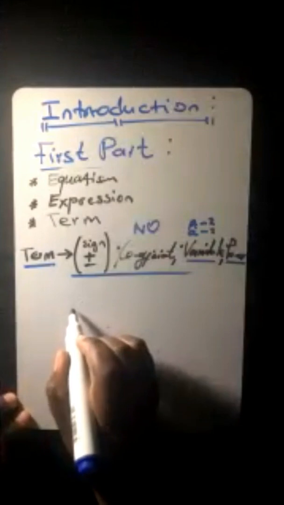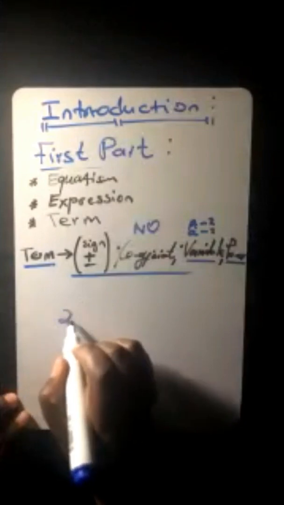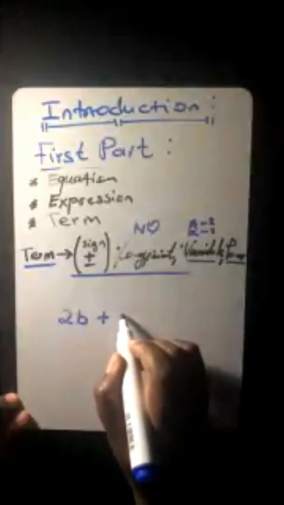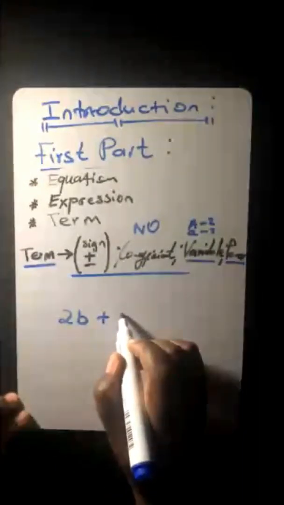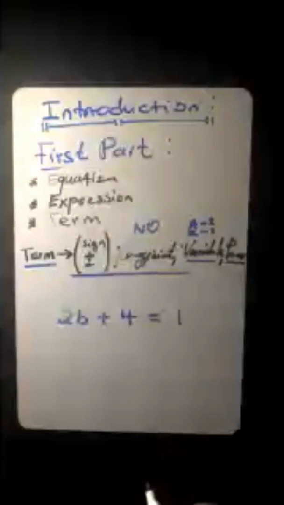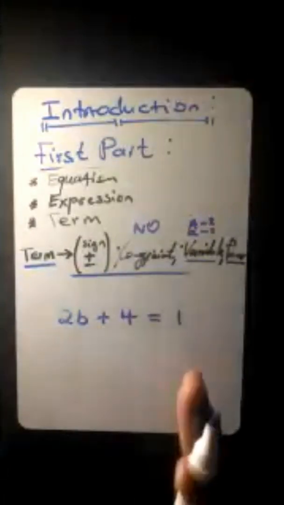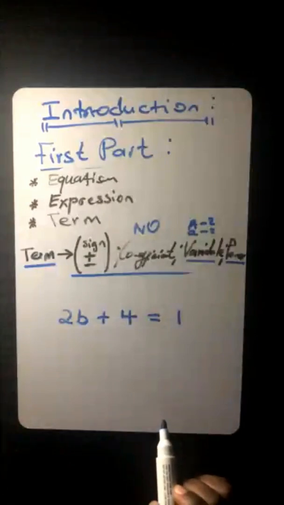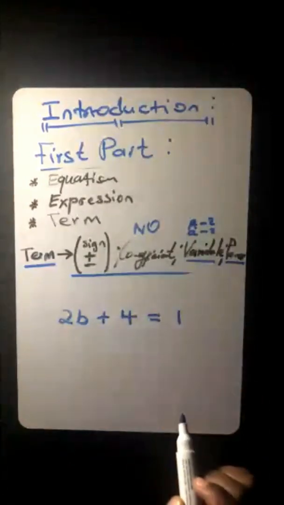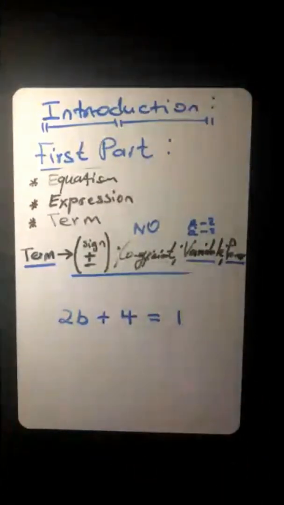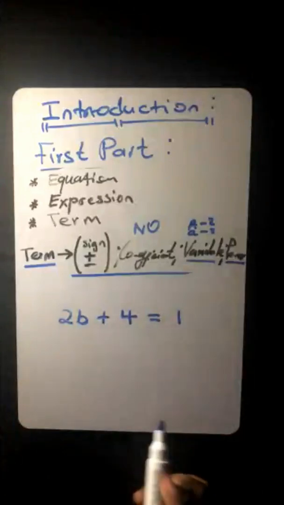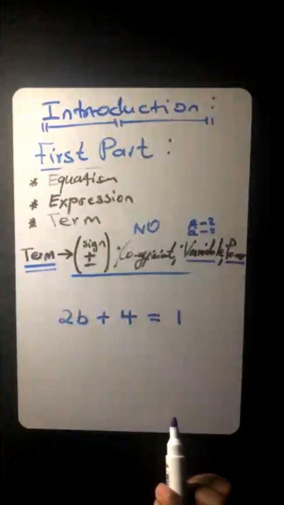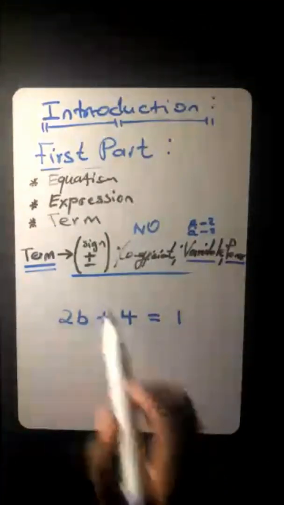Let's say for some reason you are given 2b plus, let's say 4, and this is equal to 1. You do know very well that you have 2 terms on the left side of the equation and 1 term on the right side of the equation. But let's try to interpret it, ladies and gentlemen, by making use of what I've explained with regards to a term. Guys, what is a term? A term has all of this.